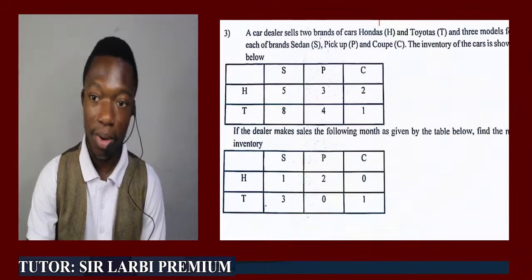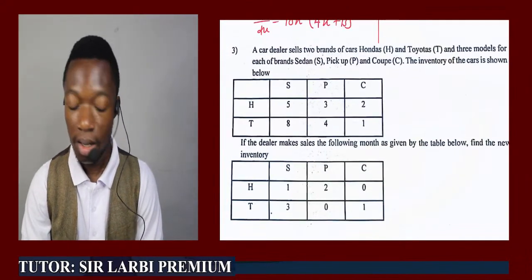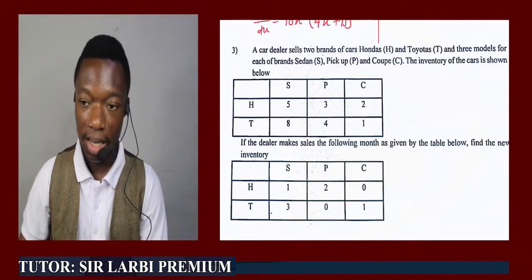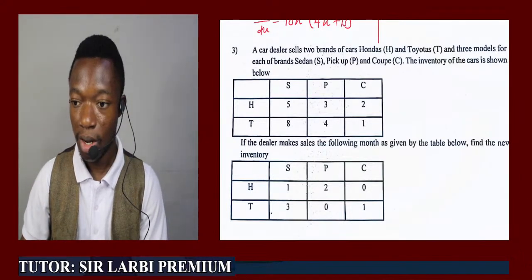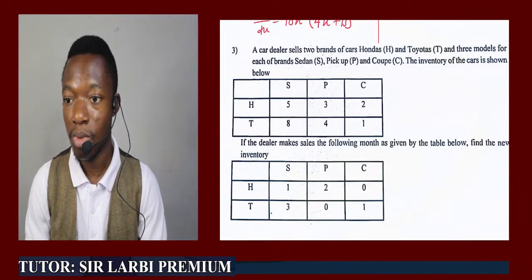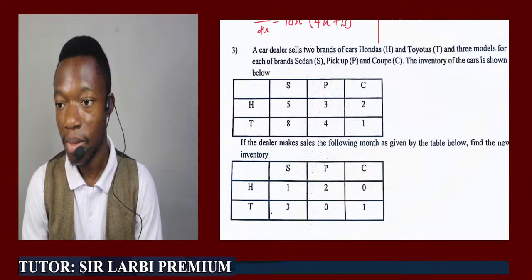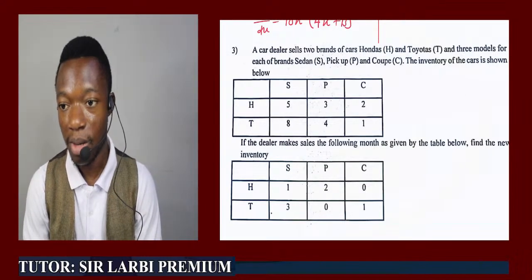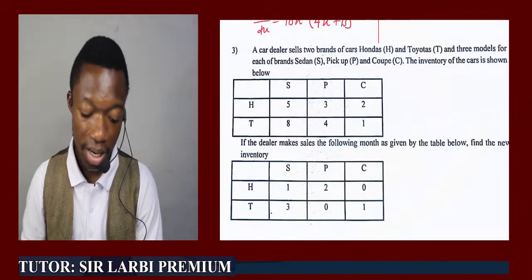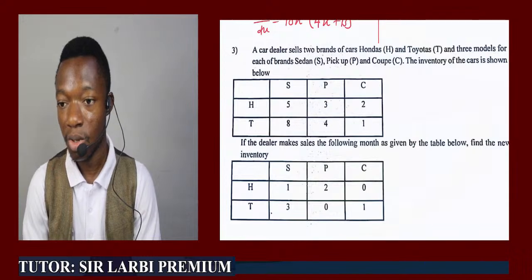Now, question number 3. It goes like this: a car dealer sells 2 brands of car, that's Hyundai and Toyota, and 3 models for each of the brands. That is what we have for sedan, pickup, and then coupe. The inventory of the cars is shown below.